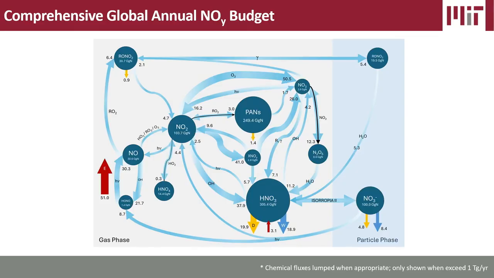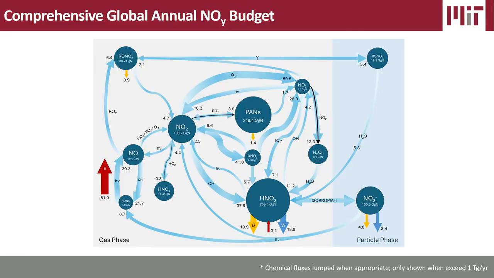But just to give you some context, the big, dark blue bubbles show NOI species burdens. The vertical arrows, there's one pretty visible one on the left-hand side in red that shows emissions. There are corresponding downward-facing vertical arrows in yellow and light blue that show wet and dry deposition. And then there are these swirly light blue curved arrows that show chemical pathways interconverting various NOI species.